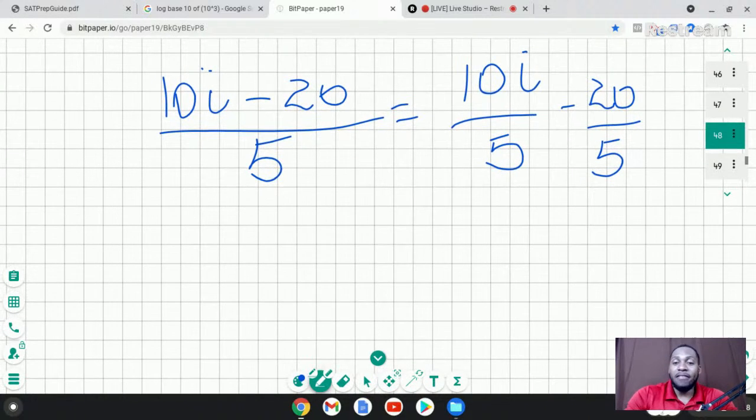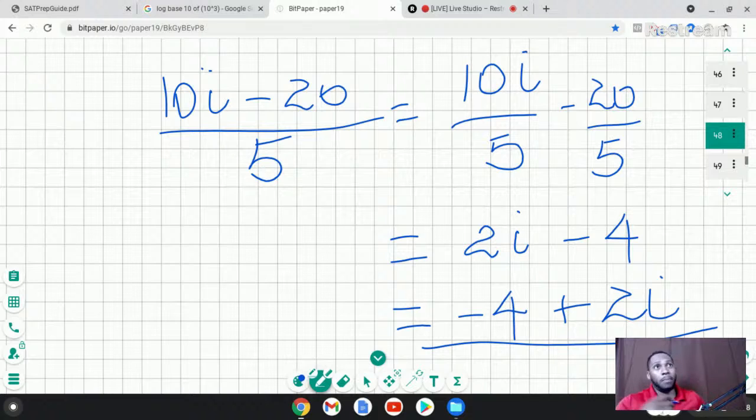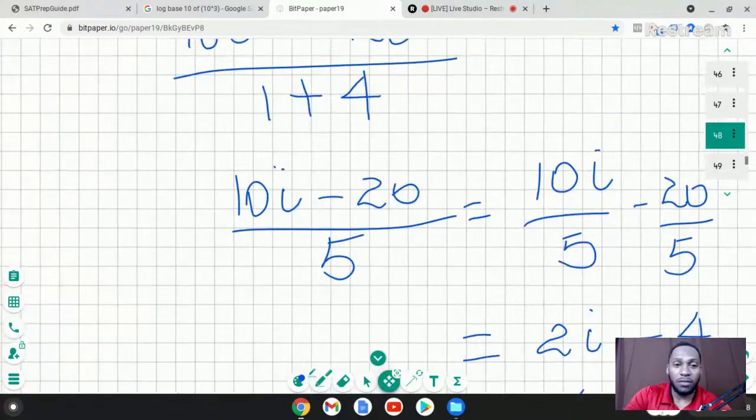So 10i divided by 5 is what? 2i. And 20 divided by 5 is 4. Another way to write this is -4 plus 2i, and that's actually the proper way, in a plus bi form. Now, what was the question about? What did they ask us for?